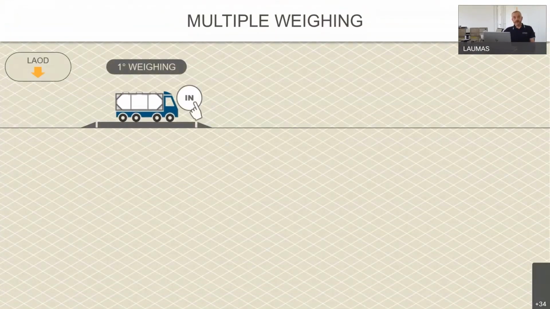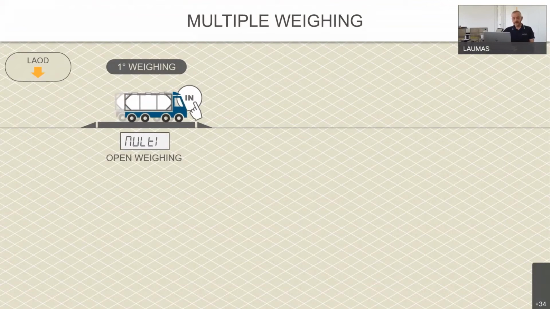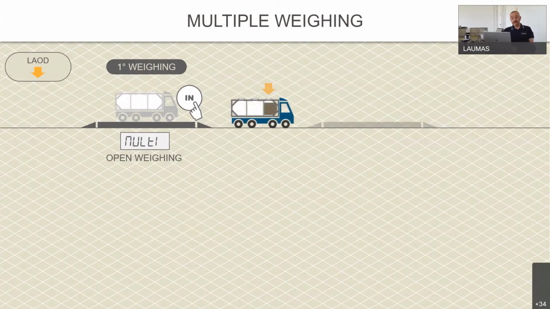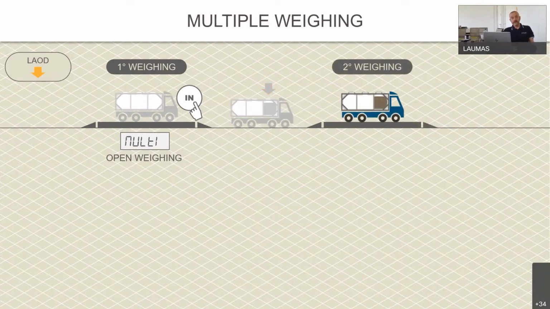The third mode that we will see is the multiple weighing. In the example in our slide, we have a truck with 3 separate compartments to be loaded with 3 different products. So our truck goes on the scale. By pressing In and selecting the functioning Multi, the indicator associates an ID to the weighing.